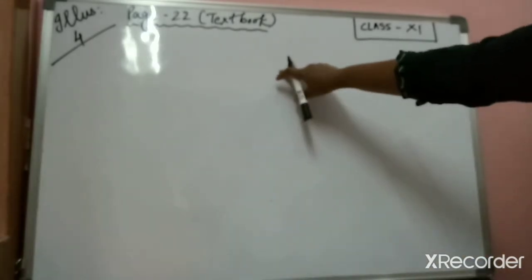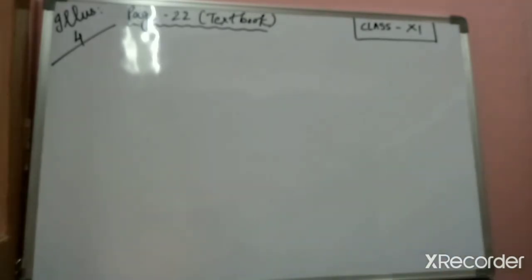Good morning, students. Now let's continue our second chapter. We are going to solve illustration number 4, page number 22 of your textbook. Now, by considering the inclusive frequency distribution obtained in illustration 3, find the exclusive frequency distribution, and second, you have to find the frequency distribution showing the mid value of each class.